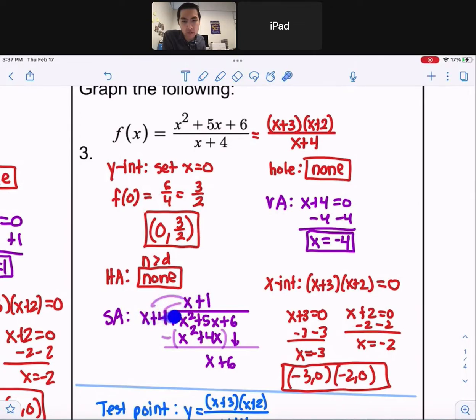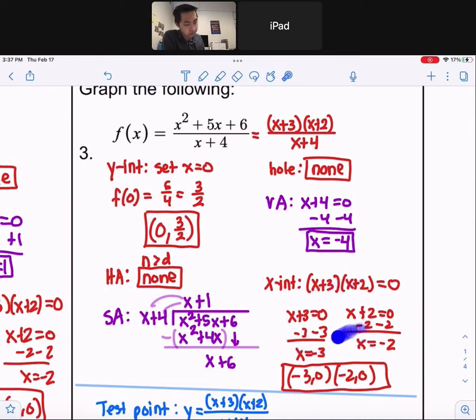What times x will give you x squared? x, so x times x is x squared. x times 4 is 4x. Subtract that, and you get x plus 6. x goes into x one time. Holes, none, nothing cancels. Set the denominator equals 0 to get the vertical asymptote, and set the numerator equal to 0 to get the x-intercepts.